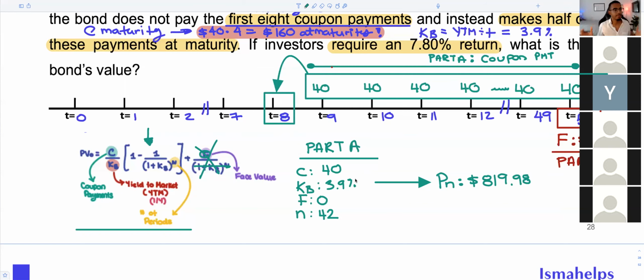Now, T equals 8, is PV 8 today? No, it's not. So because of that, we need to discount this to the present value. So this was actually 8 right here, and we need to find the present value at 0. So what we would do is we would take PV 8 over 1 plus KB to the power of 8. And I'm going to ask you all to tell me, what is the present value of part A?